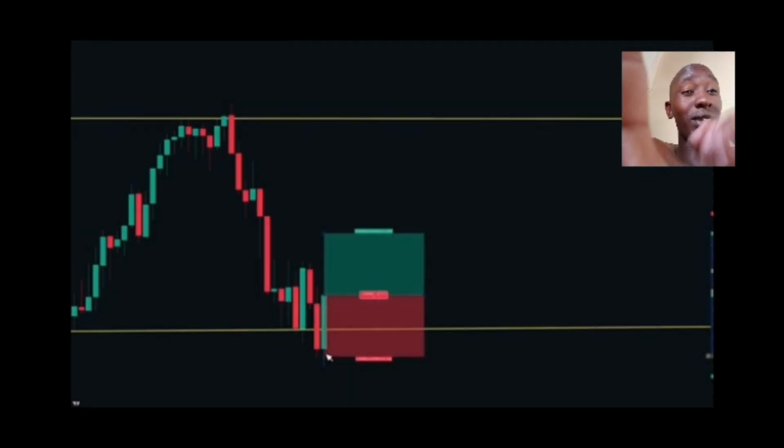Not bad. On this example, he literally took a trade after the first candle that entered the box.